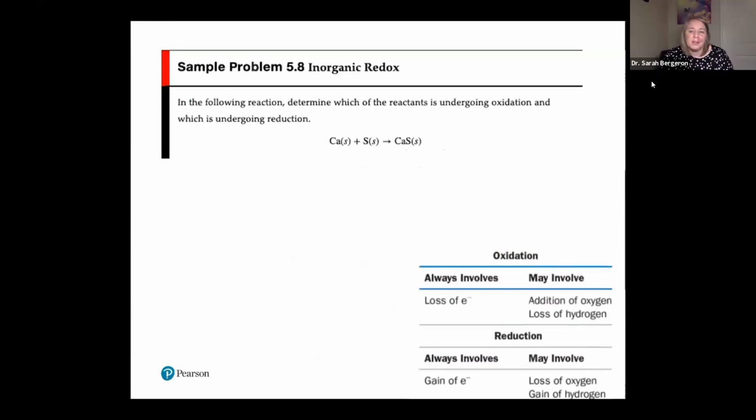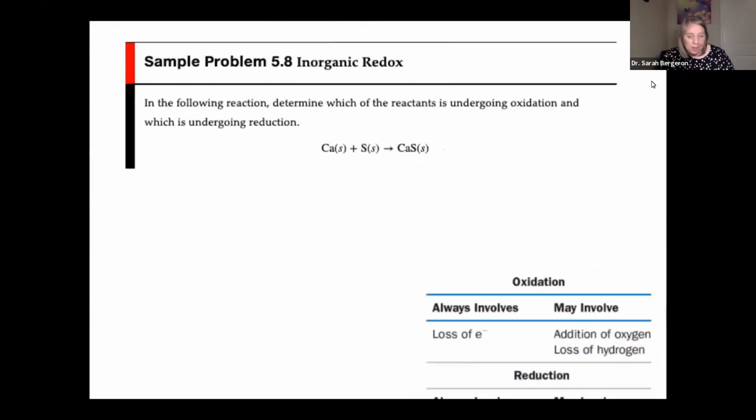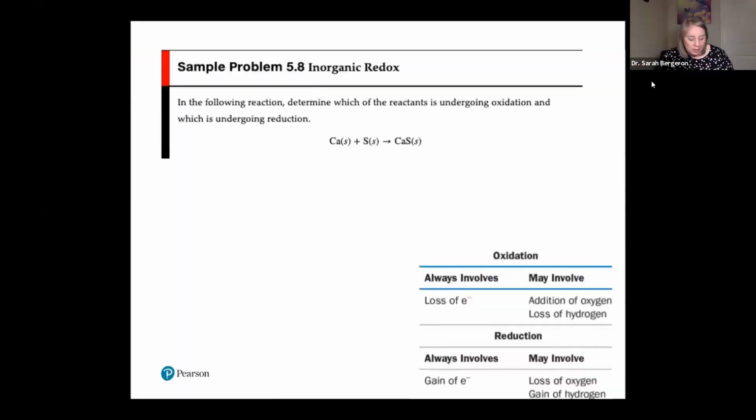Determine which of the reactants is undergoing oxidation and which is undergoing reduction. So if I look at these, and I put a little cheat sheet down here for you, right? I'm going to go from products to reactants. Let's see what happens. My calcium here is a solid, so I have to have a charge of 0. I can't be an ion. I have to be neutral.